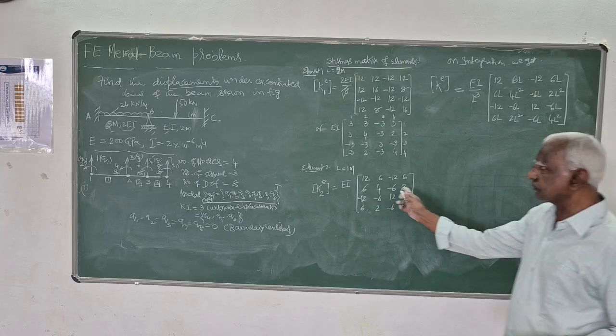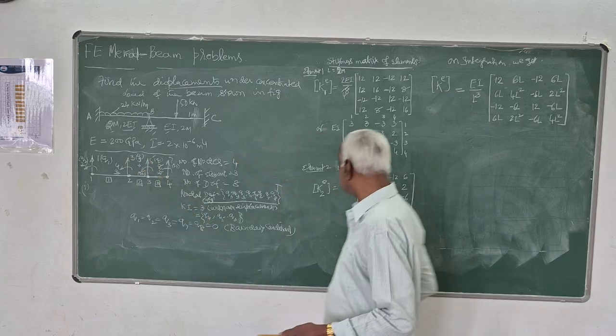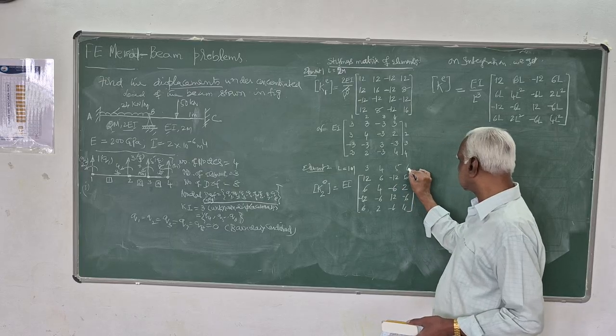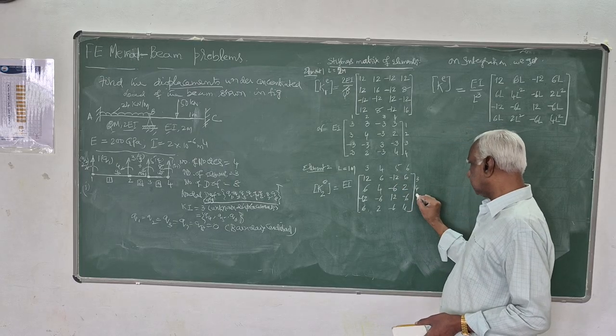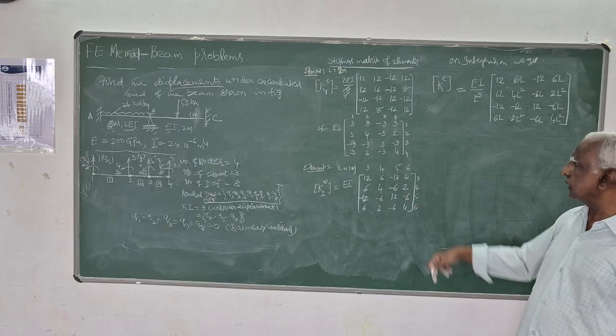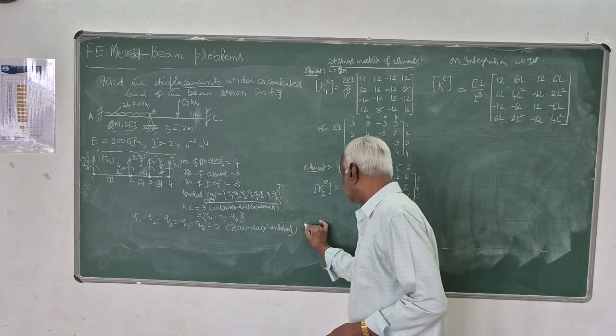So the degrees of freedom for element 2 are 3, 4, 5, 6. Same thing that you have done in stress analysis, here also you can mention the nodal degrees of freedom. Then element 3.